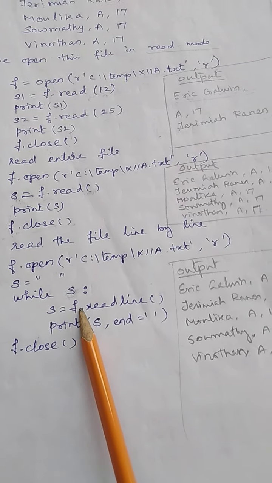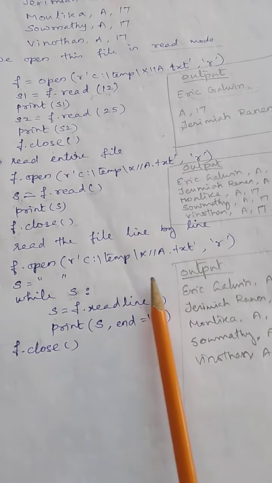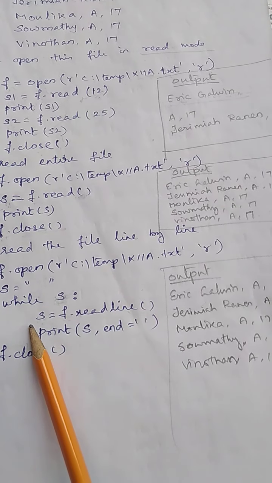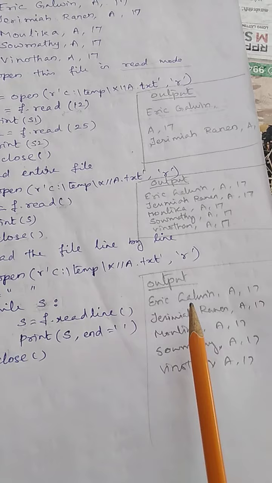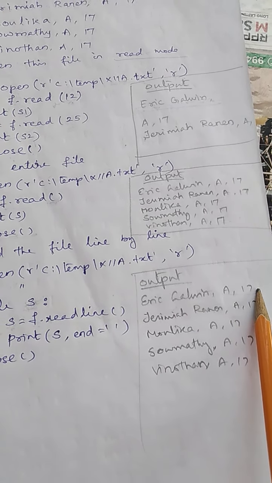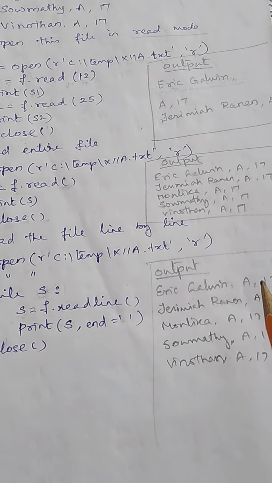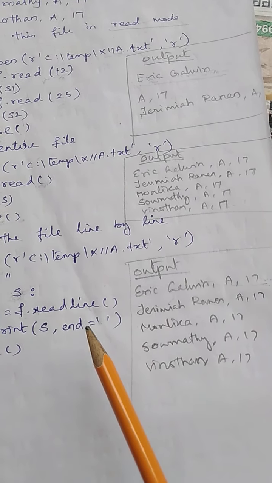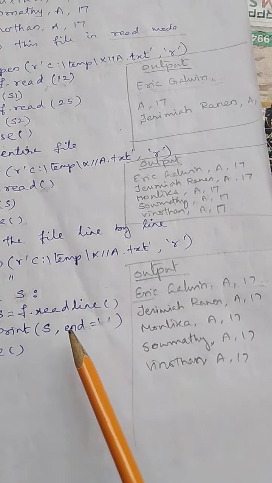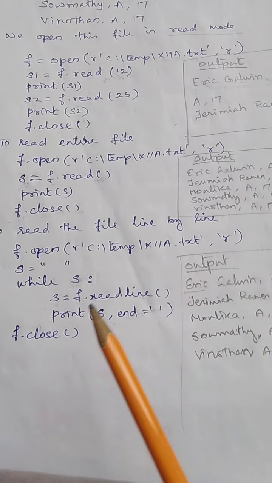Now we use S equals f.readline(). We are going to read one full line from the file, so one full line will be stored in S. Now print S, and we get one line: Eric Galvin, A, 17. We give end as a space because the line already has a backslash n. Suppose we do not give this, there will be one more blank line in between, because the default print statement ends with a backslash n.